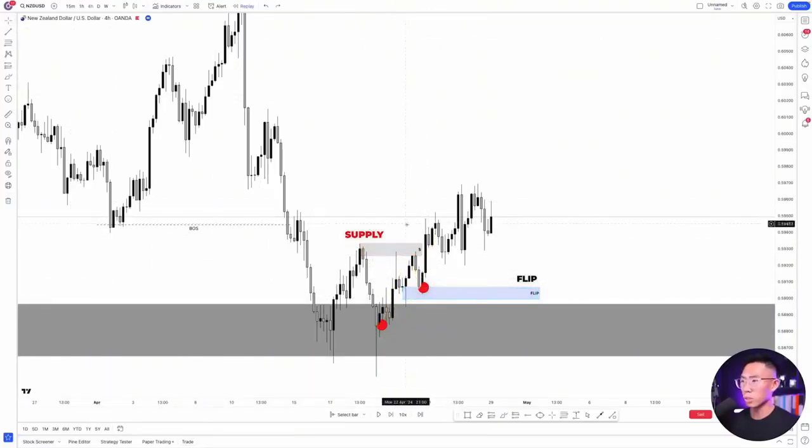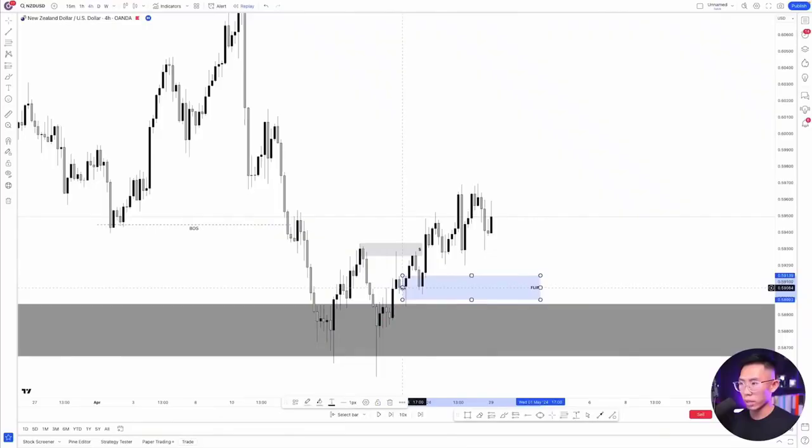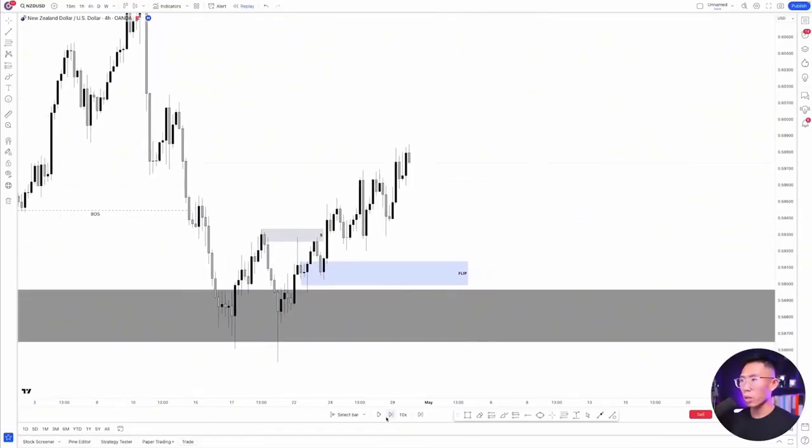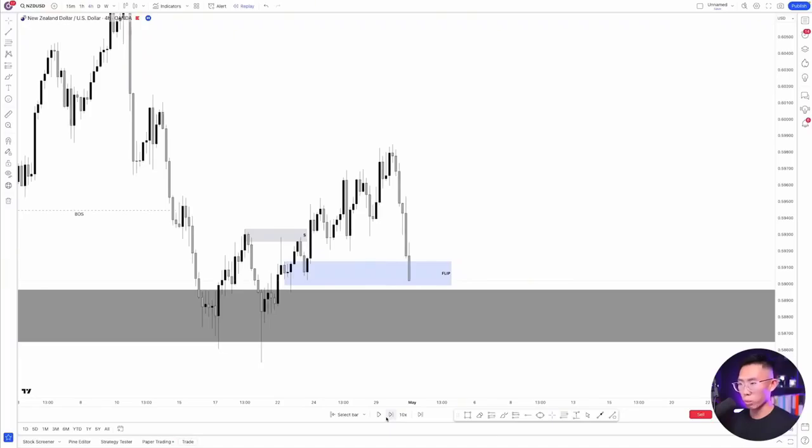So at this point of time, I can just mark up my flip zone right here. Right, this entire thing is a flip zone. So look at what price does. Price goes up, price comes into the flip zone.